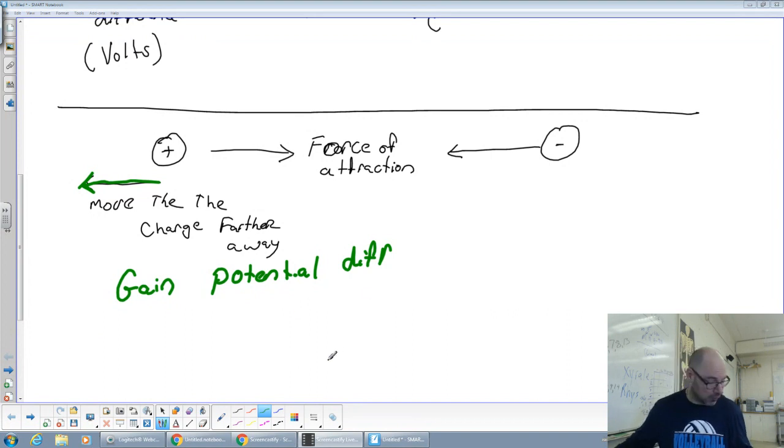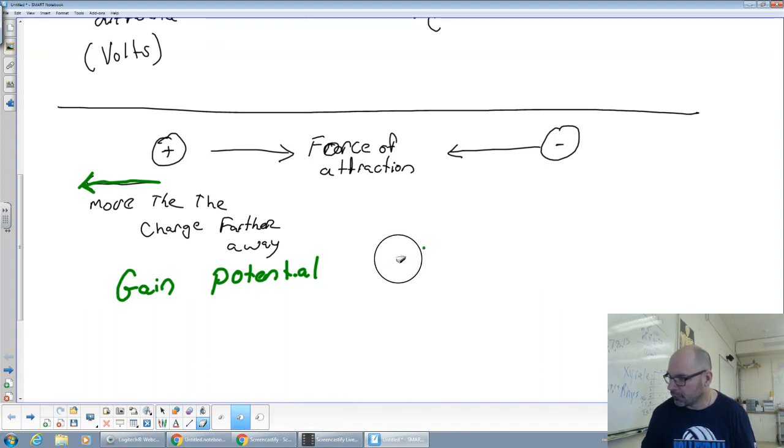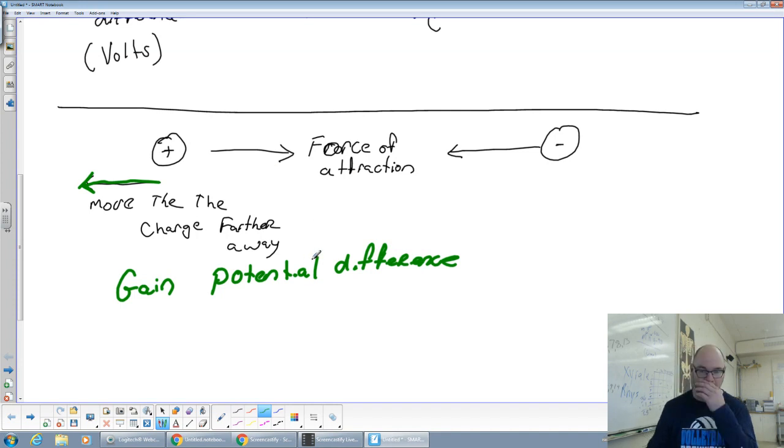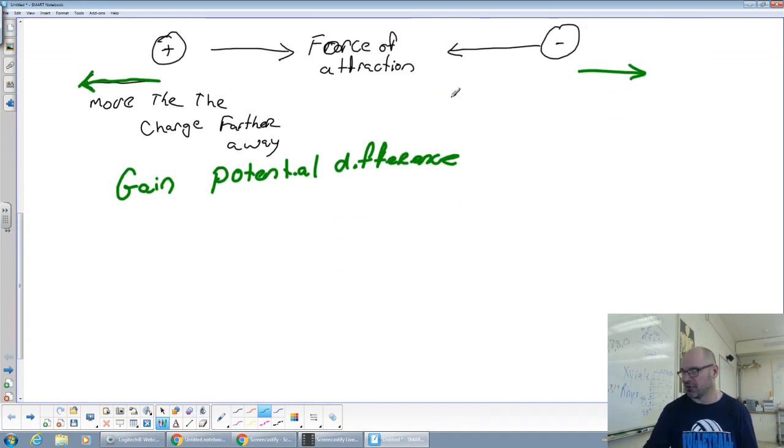So we're gaining some potential difference if we're pulling them apart. Let's make a little note: gain some potential difference, because we're pulling them apart, so we're going opposite of what the force is. If we have two opposite, the opposite is true. If we push them together, we're losing potential difference because we're helping them get together. We're not working against the force.